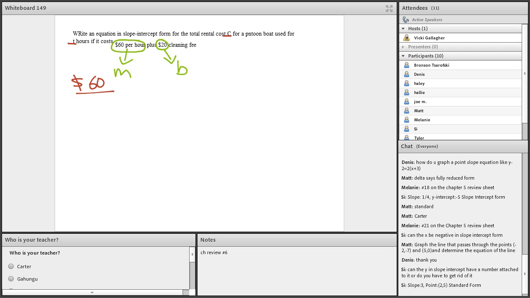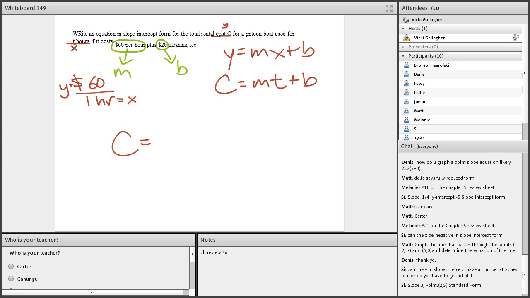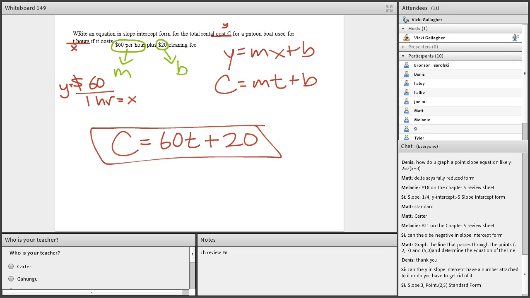Remember that $60 per 1 hour means that my y is the dollars and my x is hours. And so if T is hours, that's really saying use T instead of x. And if C is cost, that means use C instead of y. So instead of doing y equals mx plus b, I'm going to do C equals mt plus b. So it's C equals m is the 60, T plus b is the 20. And that would just be your answer.